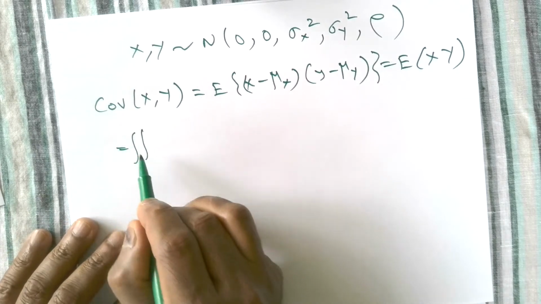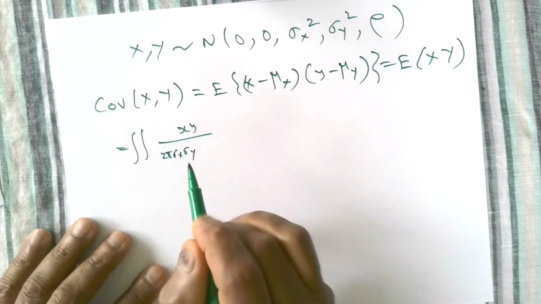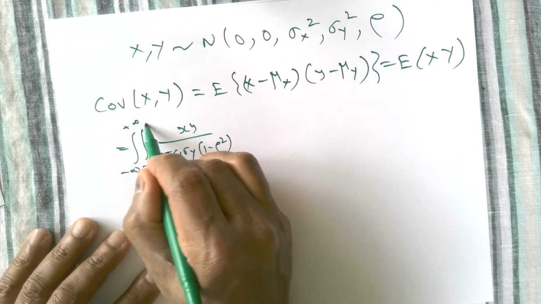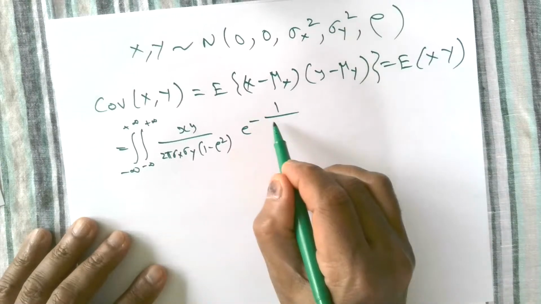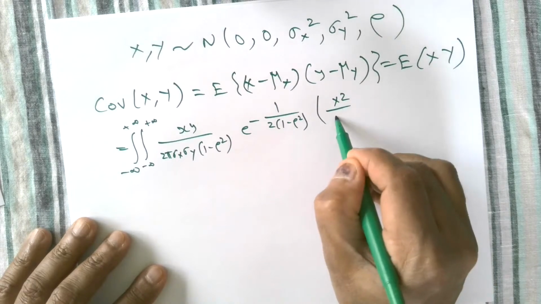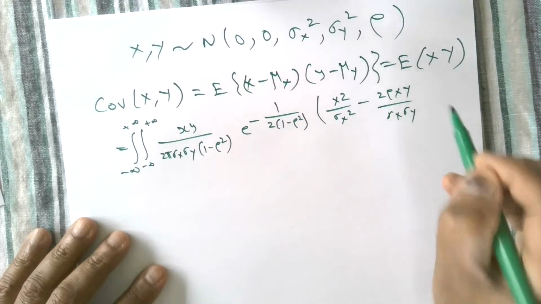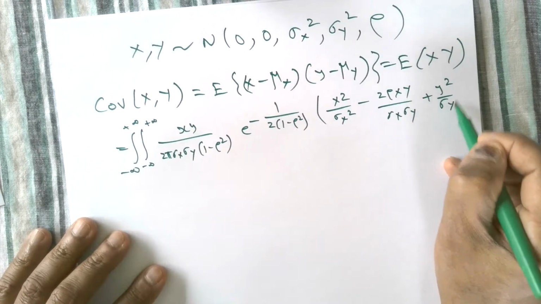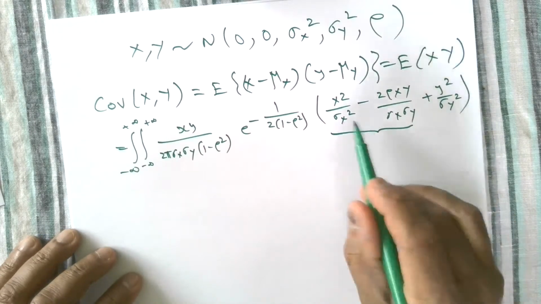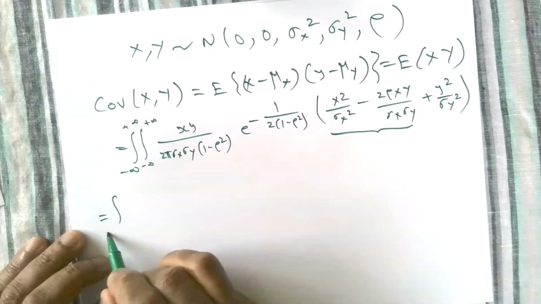By definition this is xy multiplied by the density function: 1 over 2 pi sigma x sigma y square root of 1 minus rho squared, e to the power minus 1 over 2 times 1 minus rho squared, times x squared over sigma x squared minus 2 rho xy over sigma x sigma y plus y squared over sigma y squared. Now to complete this, I'm going to complete the square on x, and then there will be some simplifications.